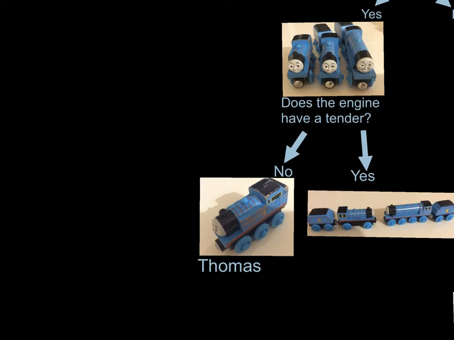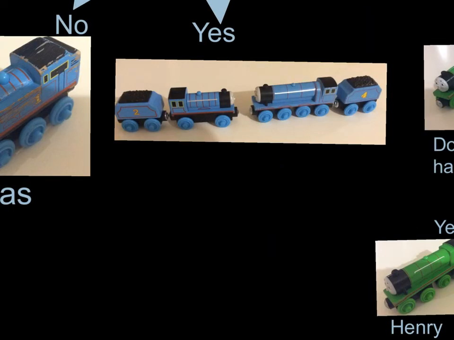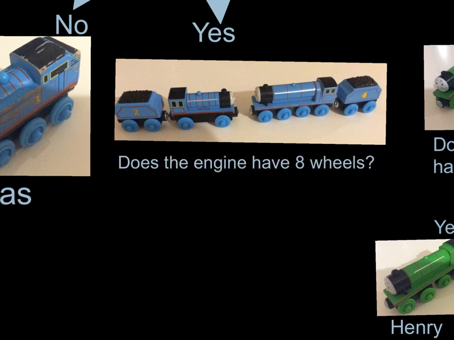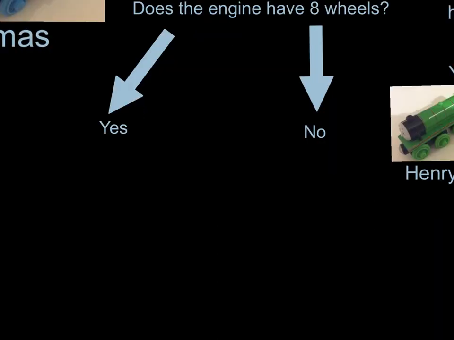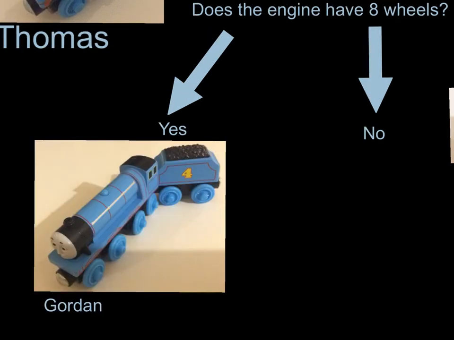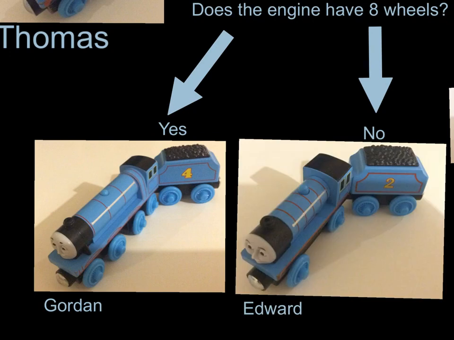But there are 2 engines that do have a tender, so now we have to find a difference between them. When I look at these engines, I can see that they have different numbers of wheels, so that's going to be my next question. Does the engine have 8 wheels? And again, we have a yes or a no answer. If it does, it's Gordon. And if it doesn't, it's Edward.